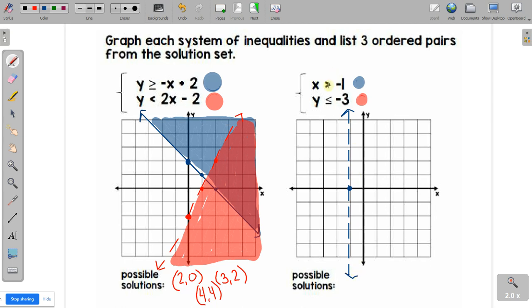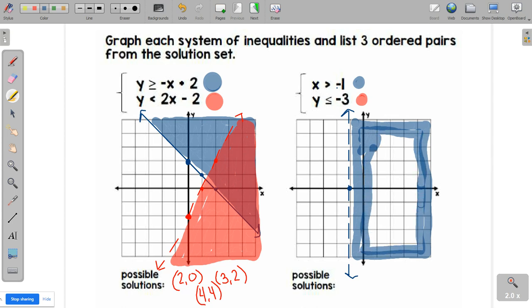And now our shading. X is greater than, so we need numbers that are greater than -1. So that's going to be on the right-hand side here. We're going to shade in the right side. As you see, I'm shading the whole area, and you should be doing this with a color pencil.